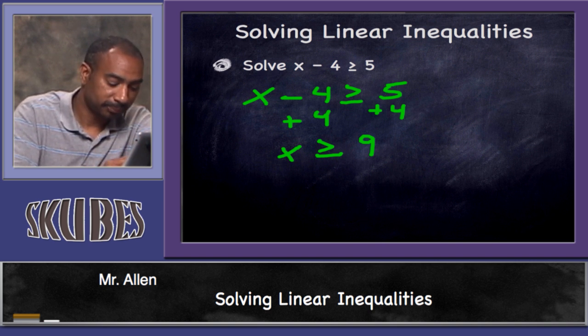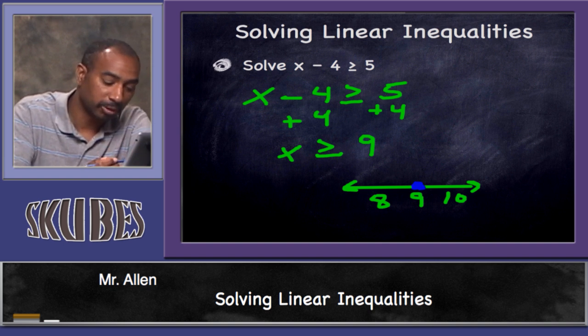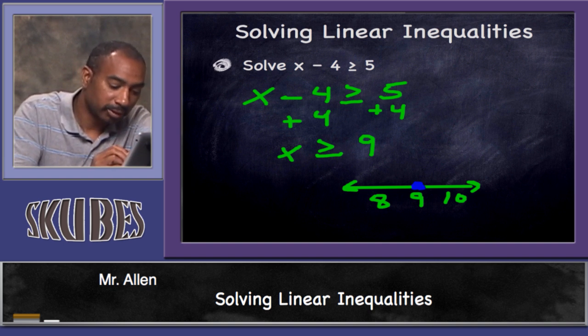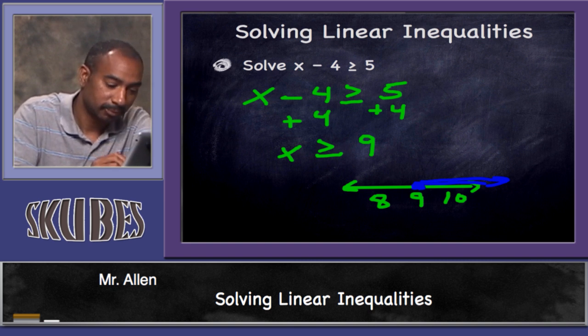And I can graph that as well. So we have 9. This one you can include 9 in your solution, so you're going to put a solid circle there. That means you can include 9. But you want all numbers that are equal to 9 and above. So 9, 10, 11, 12, all these are solutions. You're not going to include 8 or 7 or 6.